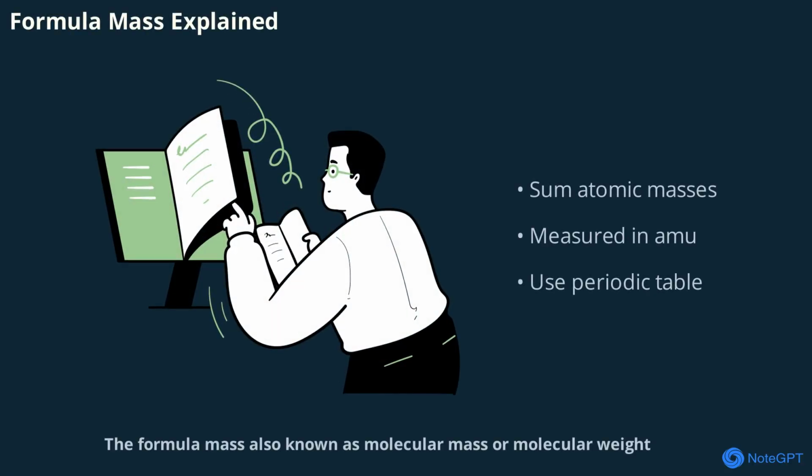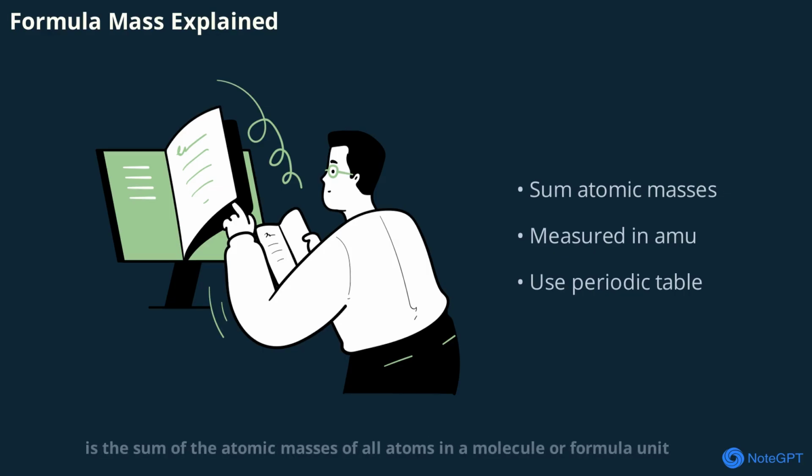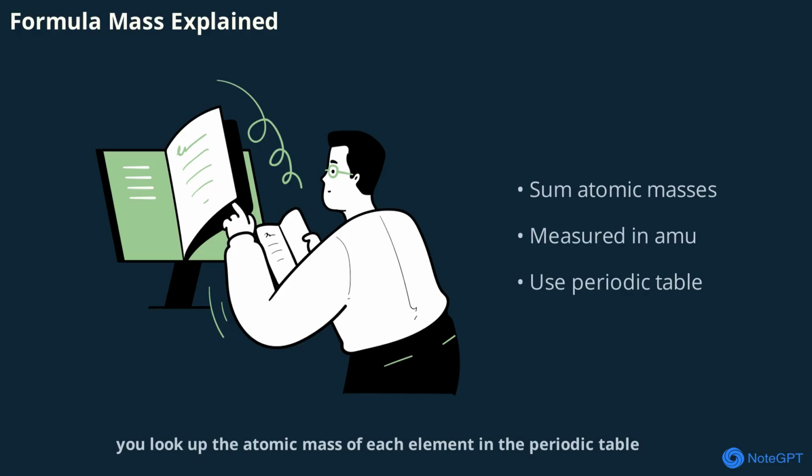Formula mass, also known as molecular mass or molecular weight, is the sum of the atomic masses of all atoms in a molecule or formula unit. It's measured in atomic mass units, or AMU. To calculate it, you look up the atomic mass of each element in the periodic table, multiply by the number of atoms of that element in the formula, and add everything together. This gives you the mass of a single molecule or formula unit.